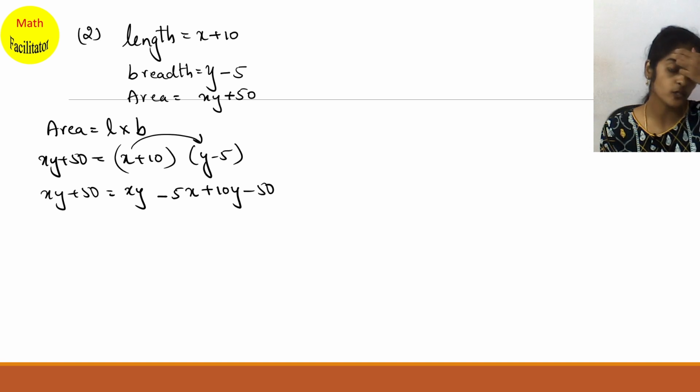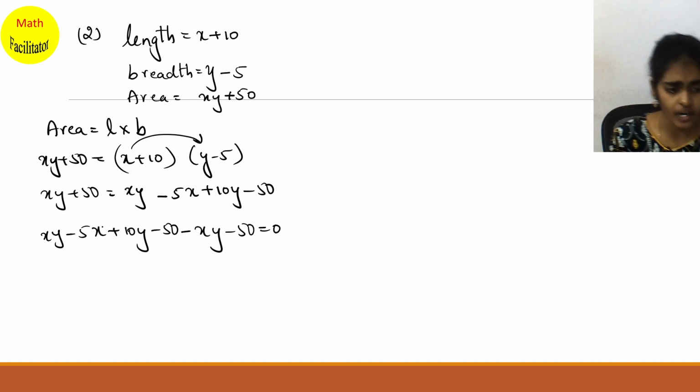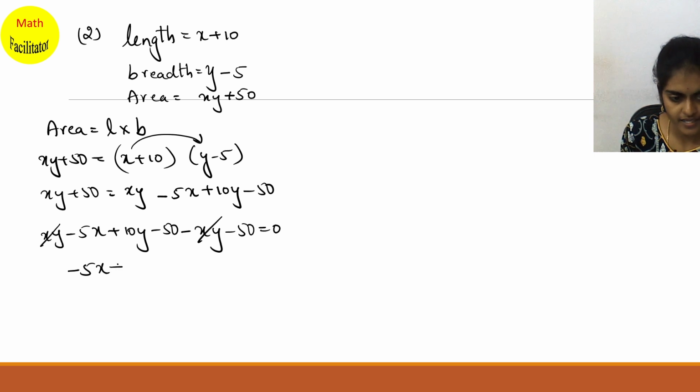Let us transpose all the terms to one side. So you'll have xy minus 5x plus 10y minus 50 minus xy minus 50 equals 0. Now xy minus xy gets cancelled, and you have minus 50 minus 50. So minus 5x plus 10y minus 100 equals 0.